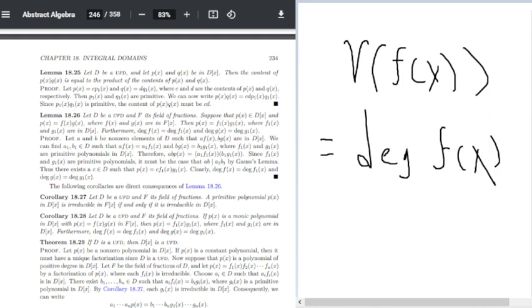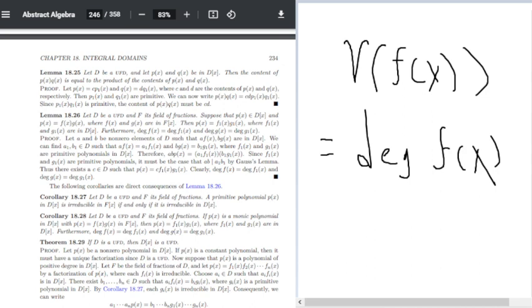Now, Lemma 18.26. Let D be a UFD and F its field of fractions. Suppose that p of x is in D[x], and p of x is equal to f of x g of x, where f of x and g of x are in F[x]. Then p of x is equal to f_1 of x g_1 of x, where f_1 and g_1 are in D[x]. Furthermore, the degree of f of x is equal to the degree of f_1 of x, and the degree of g of x is equal to the degree of g_1 of x. Proof. Let a and b be non-zero elements of D such that a f of x and b g of x are in D[x].